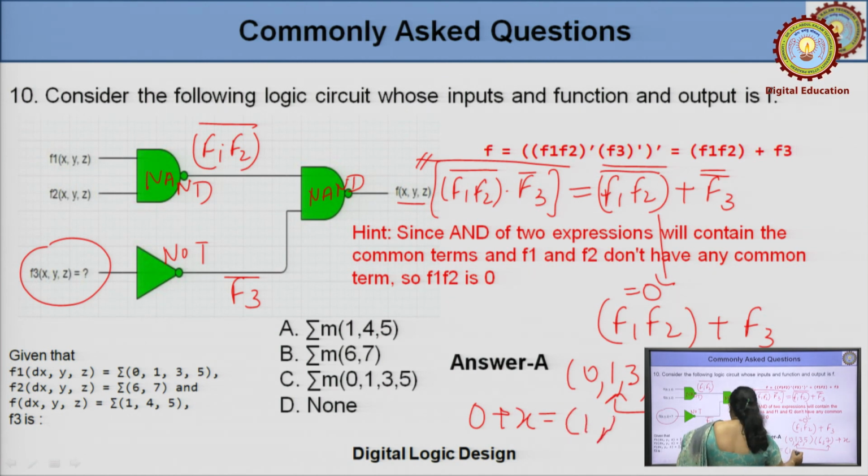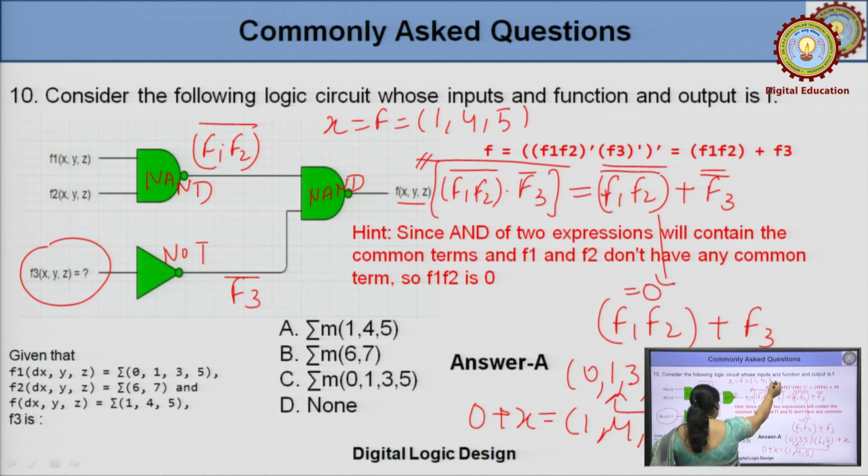And what is f here? f is 1 4 5. So what is the value of x here? X is equal to f, which is 1 4 5. The correct answer is what? The correct answer is a, 1 4 5. I think it is clear.